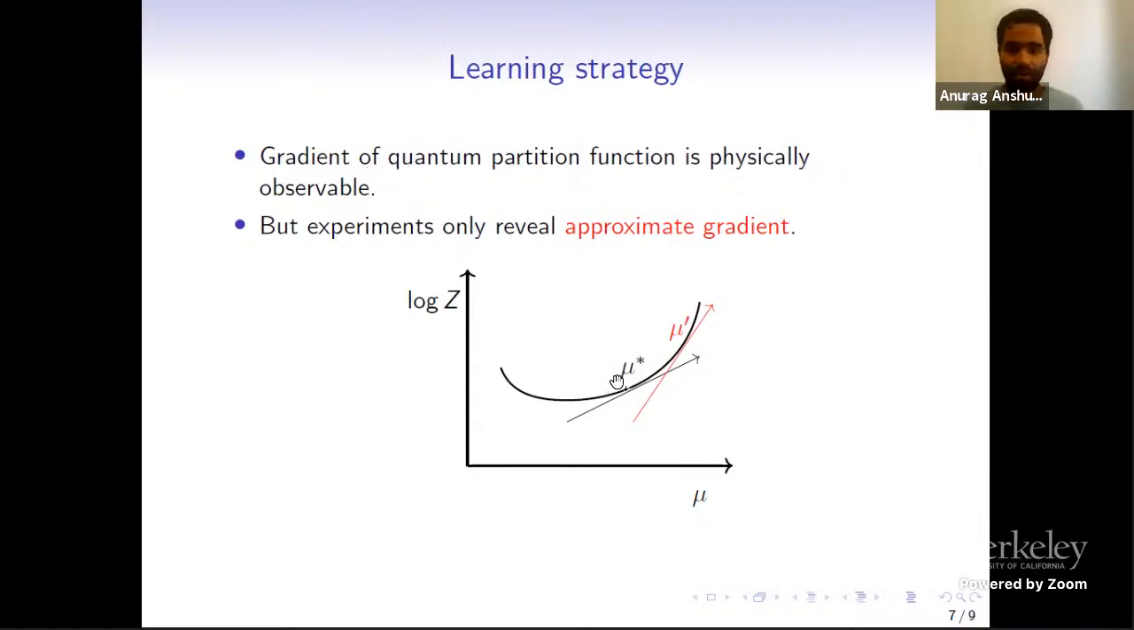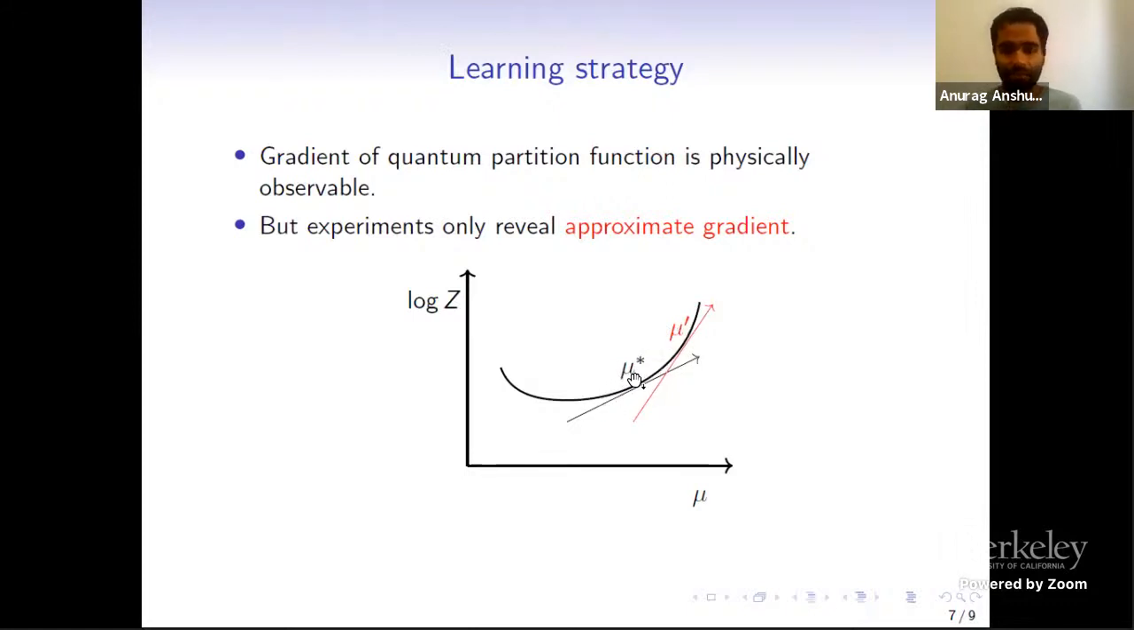It turns out that in the quantum context, or even in the classical context, the gradient of the quantum partition function is something that can be physically observed. So here's a picture of the quantum partition function. And here is a gradient. And we would like to find the point mu star. But experiments only reveal an approximate gradient. That's the red line over here. So there's an error in the value of mu that you would like.